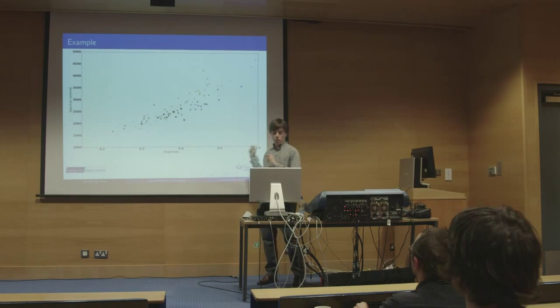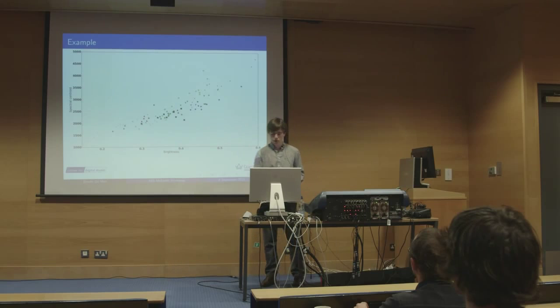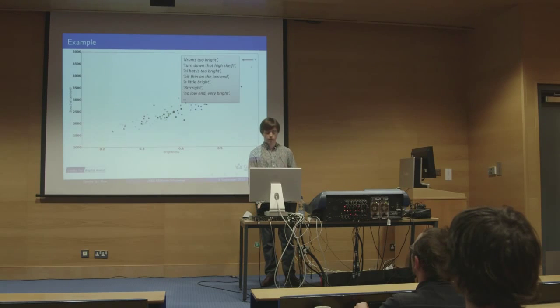So these are all the different mixes from a data set from one school, where the different shapes are different songs. And they're plotted in terms of the objective features, spectral centroid, and brightness, which is an MIR feature. So then looking at the different comments in a not very systematic way, or at least not yet.